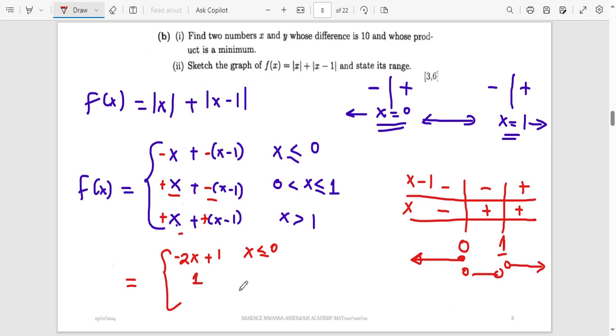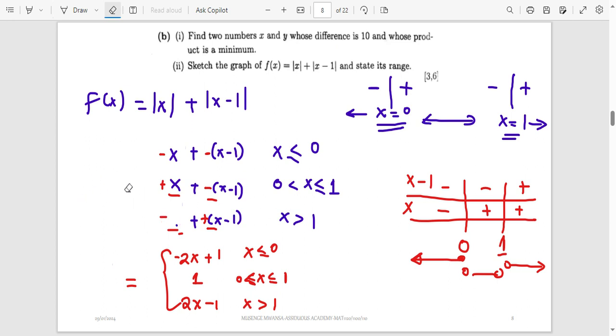So positive 1 for 0 is less than x, which is less than or equal to 1. And then if we use the positive, this will be positive x, this will be positive x. So that will give us positive 2x, and then that will be negative 1. This will be for x is greater than 1. So what we have done is I've just redefined the function. Now I can sketch it.